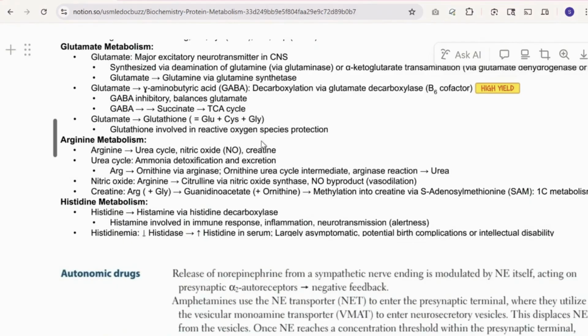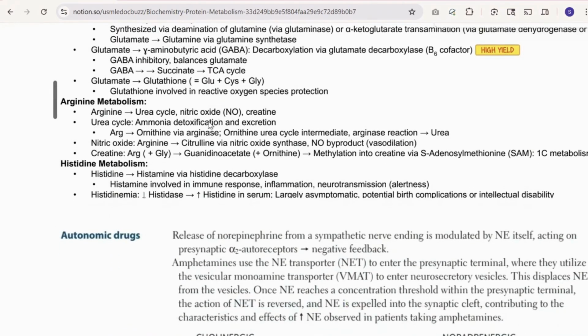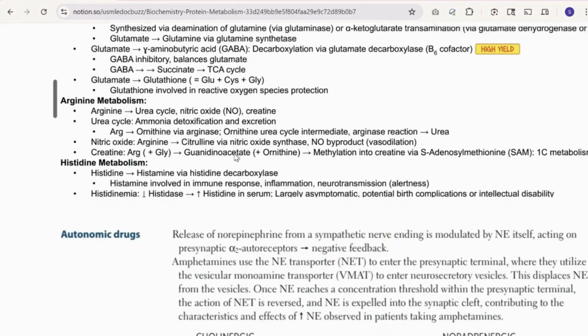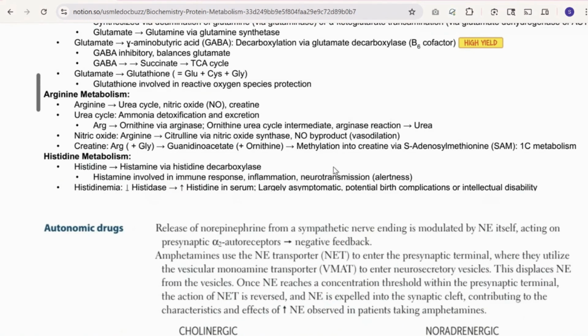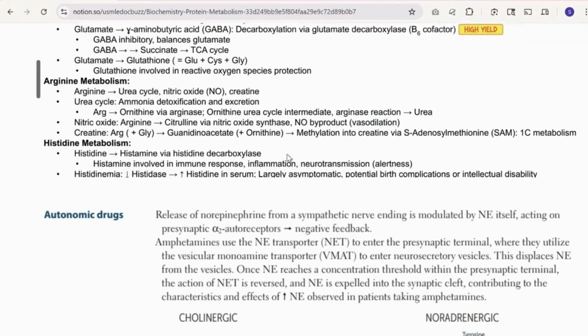Next comes glutamate metabolism, right? We've seen much of this. You just have to review it. That's all. Similar with arginine, mostly going into these three things. They've given you what creatine is made up of, right? Arginine plus glycine making this, plus ornithine making the final product, and getting methylated. Okay.